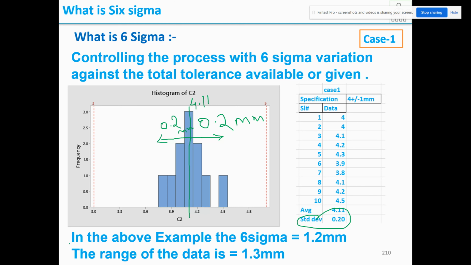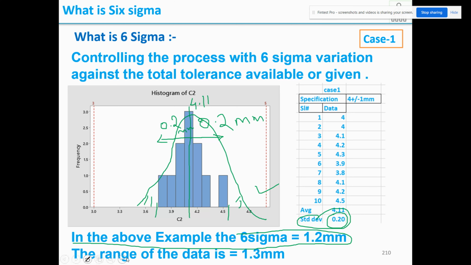That is a sample sigma, right? You calculate the sigma as a sample. In the above example, 6 sigma is equal to 1.2 mm. See, 0.2 mm is the sample variation, the sample standard deviation. But in production it will not be 0.2 mm. It will become 6 times. That is the reality. So this will become 1.2 mm variation. So the actual process can be like this. It will become 1.2 mm variation, and the range of the data is 1.3 mm.